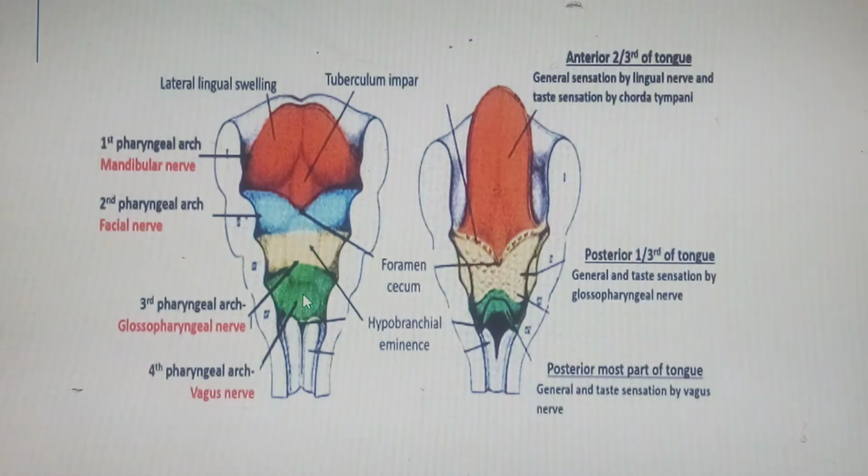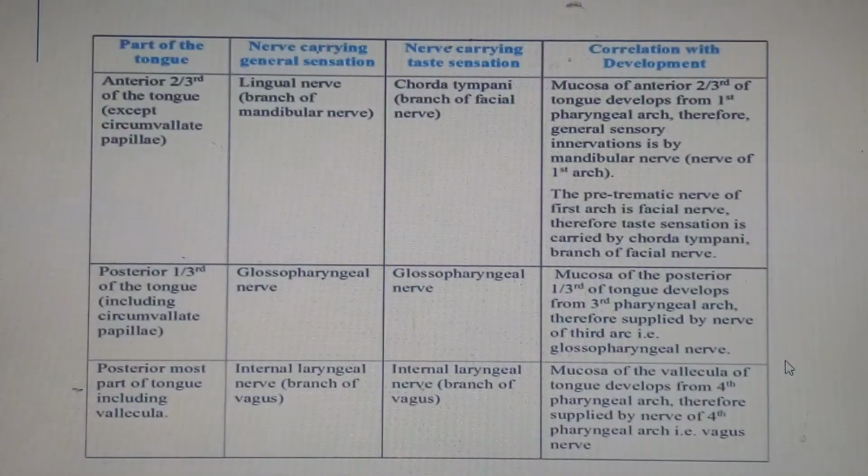But actually the internal laryngeal nerve will be supplying, of course, the epiglottis and the posterior most component of the tongue. So that is what I want you to actually know. So in summary, what have we seen?